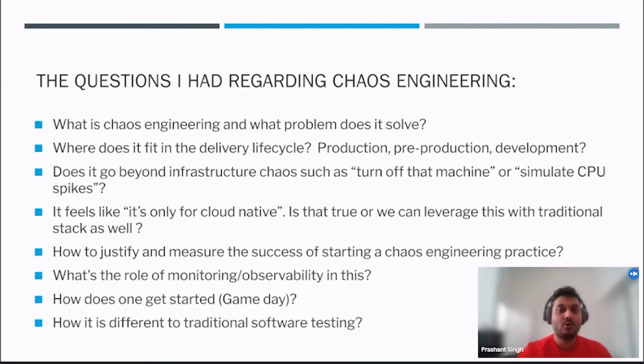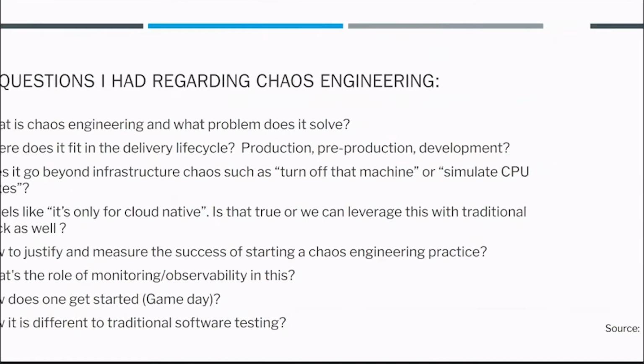That was the most important question for me, because I was doing load testing, and whenever we do load testing, the CPU spikes up to 80-90% and we see some issues in the application. I was seeing a similar thing in chaos engineering, where you artificially simulate CPU to 80-90%. So I was not sure whether things are the same or different. How is it different from traditional testing? These were the questions which I had, and in this short presentation, I'm going to try to answer these questions for you.